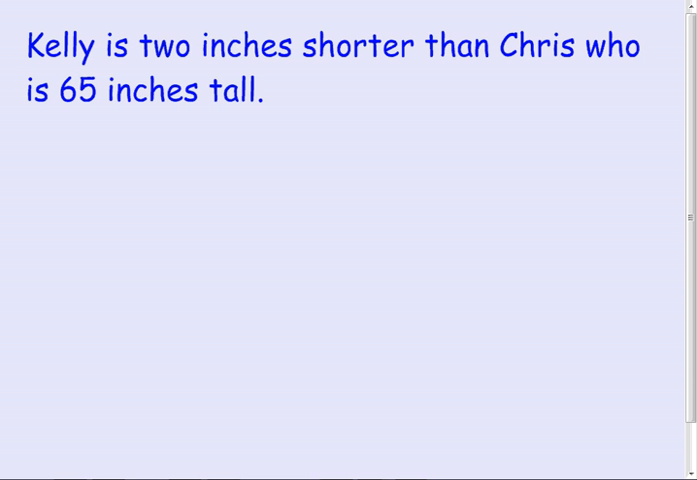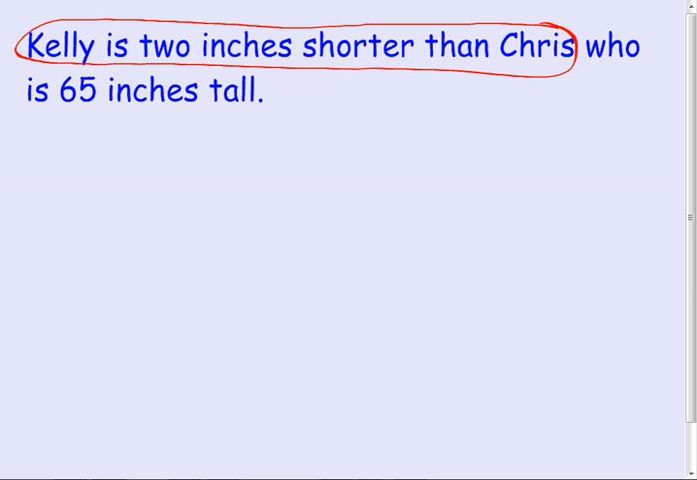Okay. Let's write this equation. Kelly is 2 inches shorter than Chris, who is 65 inches tall. Let's write an equation first. Let's just do this part, and then we'll put in the number. What do you want to call Chris? Oh, you want to use the words? Nothing wrong with the words. Let's use the words. Kelly equals... What symbol do I use for "is"? Equals 2 inches shorter than Chris. Do I put the 2 first or Chris first? Kelly's 2 inches shorter than he is.